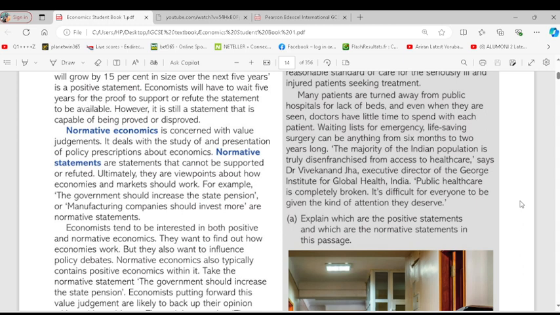They are backed with what? Policy. They make the example, they said, for example, the government should increase the state pension or manufacturing companies should invest more. These are normative statements because it involves should. The government should. There's no evidence for that. Do you understand? So they are backed with policy. These are normative statements. They cannot be supported or opposed because there's no evidence for that. They are based on policy to control the economy. These are normative statements. Is it clear?